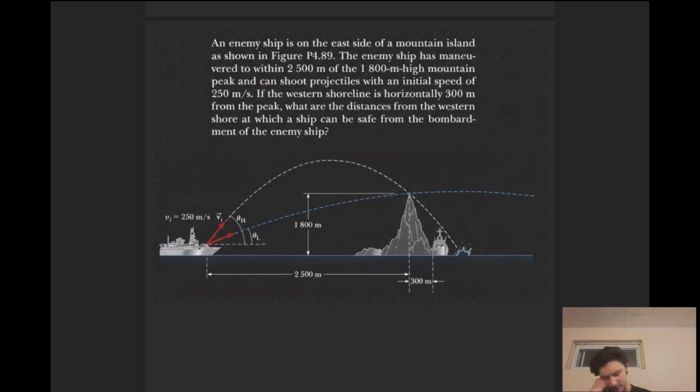So what I'm thinking is if we find this high angle and then we use some kinematic equations to find where this thing lands, then we can use this as the spot and be like, okay, from the shoreline up to this x, you are safe. So you could stay within here.